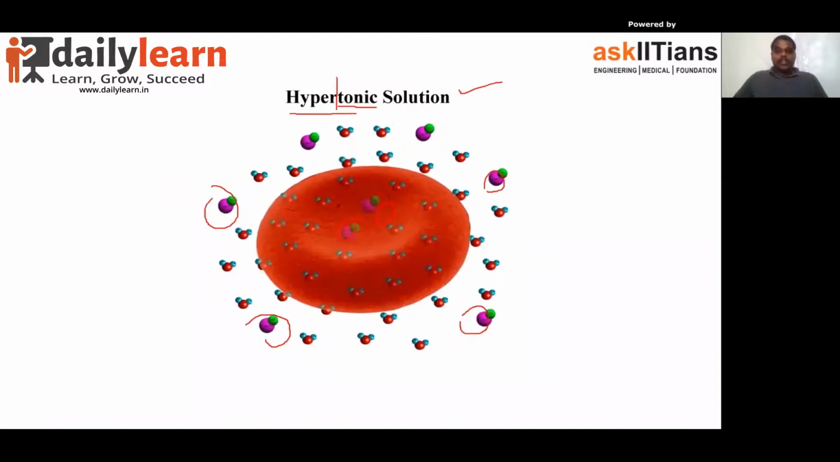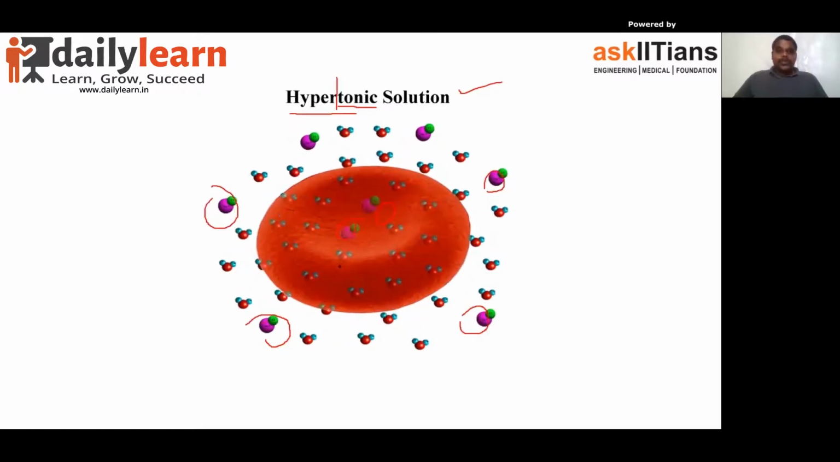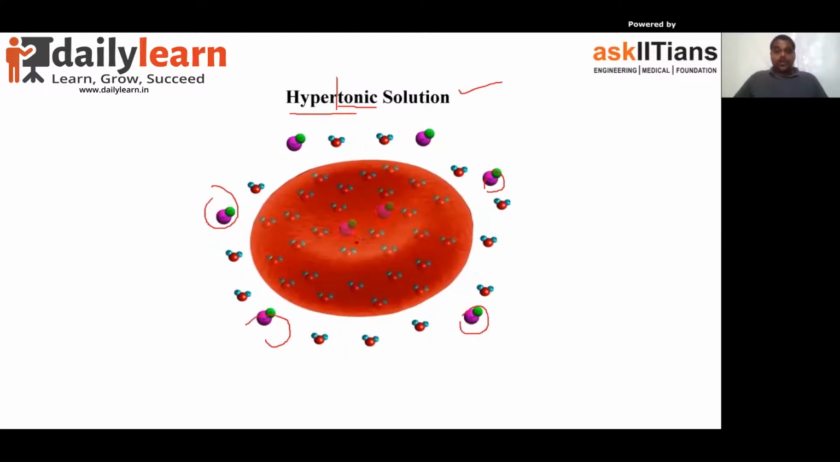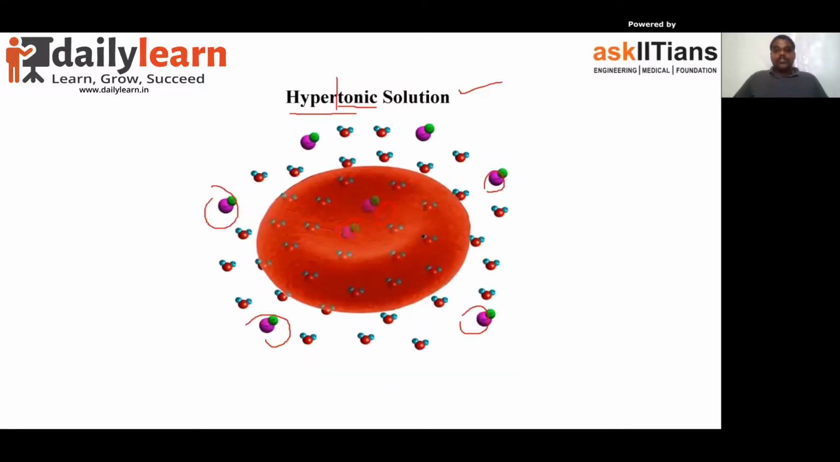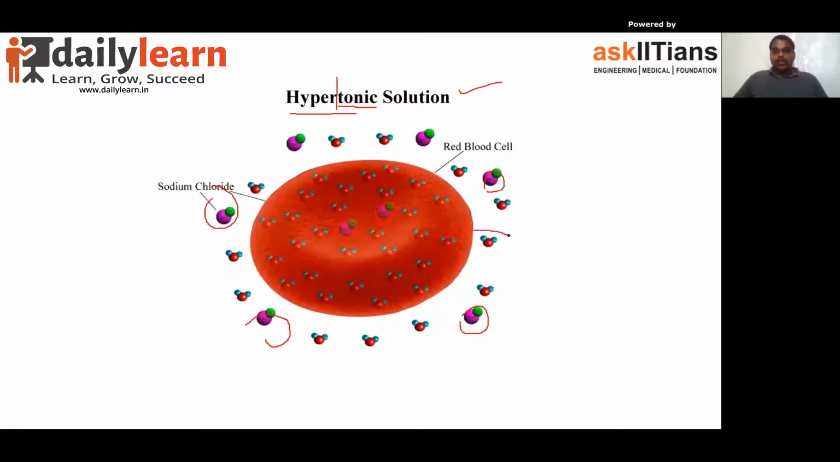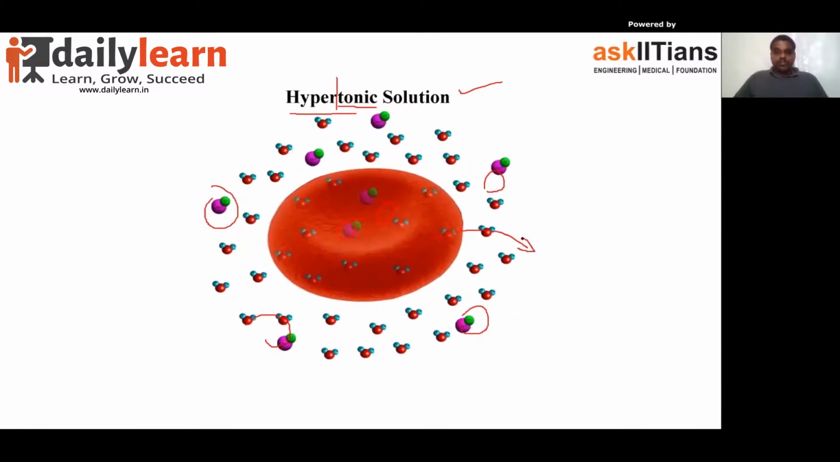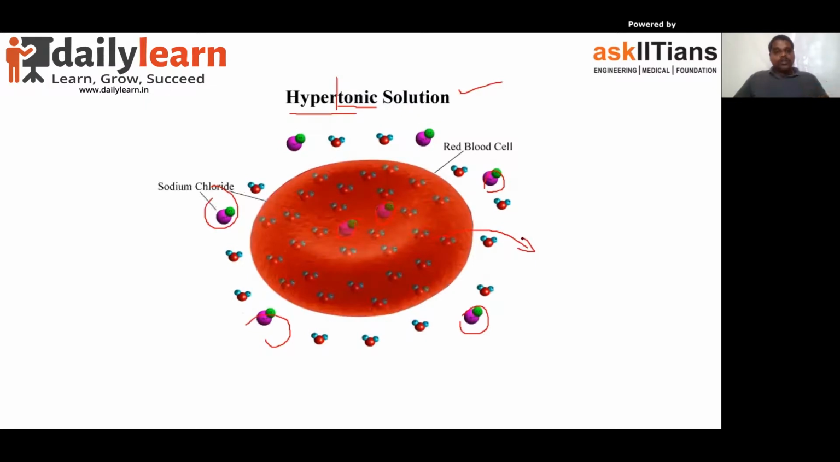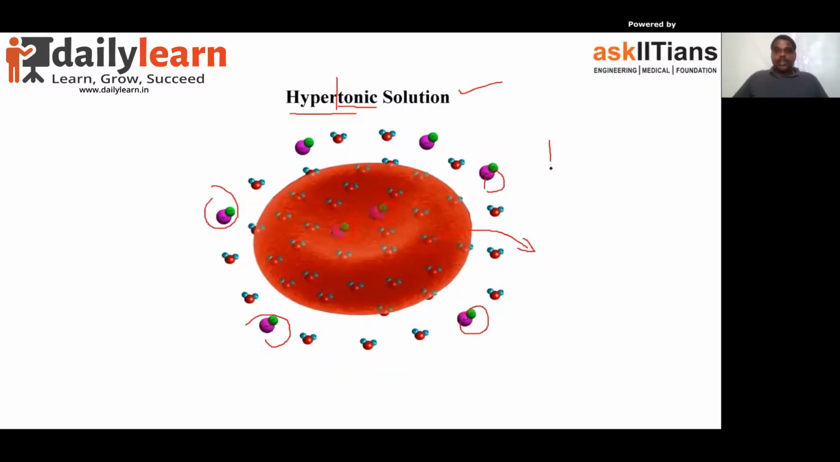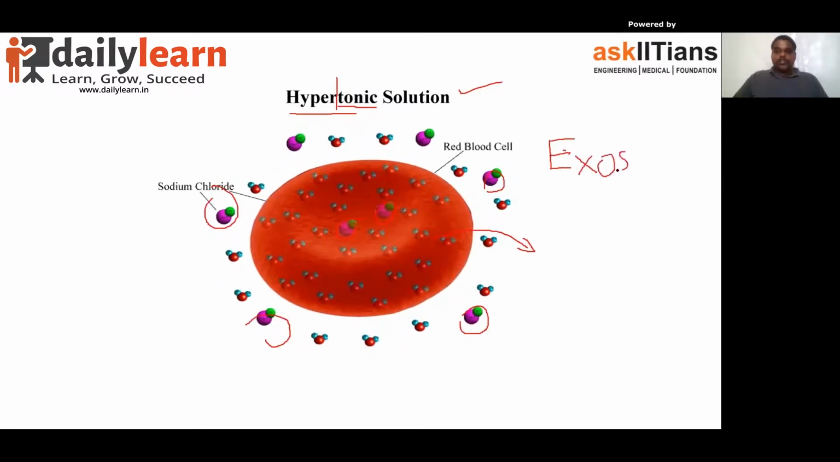The amount of water present in the cell will be higher than the amount of water present outside the cell. According to osmosis, water moves from its higher concentration to its lower concentration. So the cell will shrink because of the movement of water molecules from inside of the cell to the outside solution. This process of osmosis, where water moves from a cell to the outside, we call exosmosis.